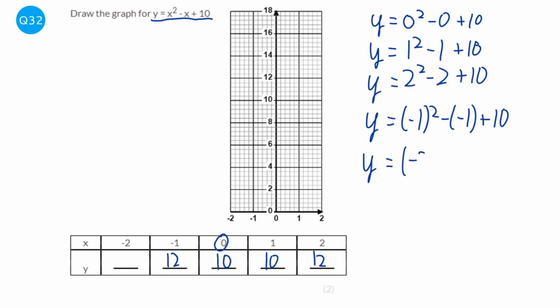And then we'll do the minus 2, so it'd be minus 2 squared minus minus 2 plus 10. So minus 2 squared is 4. The two minuses here make a plus, so it'd be plus 2, which would be 6, plus 10 will be 16. So we're going to plot these on our graph. And so we've got minus 2 is at 16, so that'll be there. Minus 1 is at 12, which should be here. 0 is at 10, 1 is at 10, and 2 is at 12.